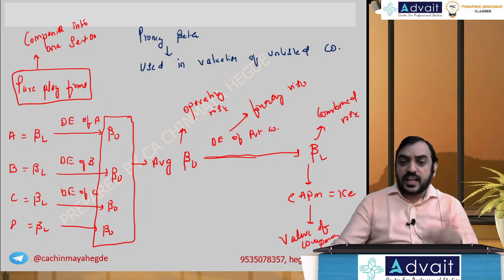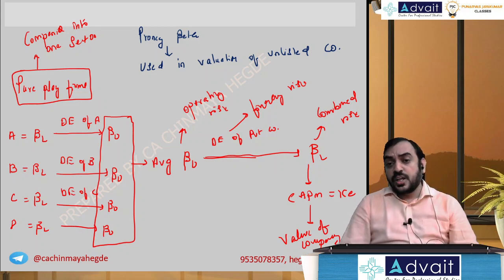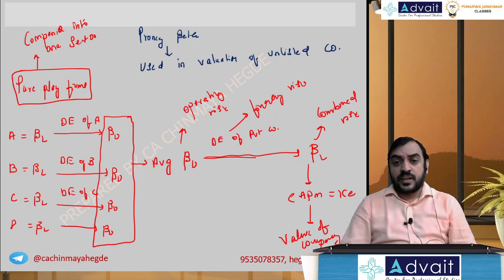And how do you calculate unlevered beta? The formula I just gave you. We assume that debt beta is 0. And how do you calculate levered beta? The same formula I've given: unlevered beta into 1 plus debt by equity into 1 minus T. That is the levered beta. Unlevered beta is levered beta divided by 1 plus debt by equity into 1 minus T. Formula I just gave you.